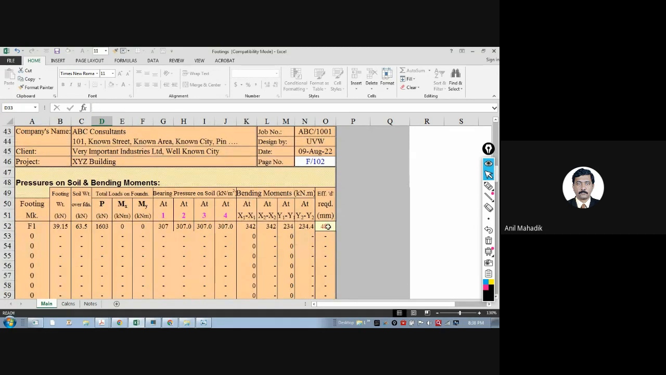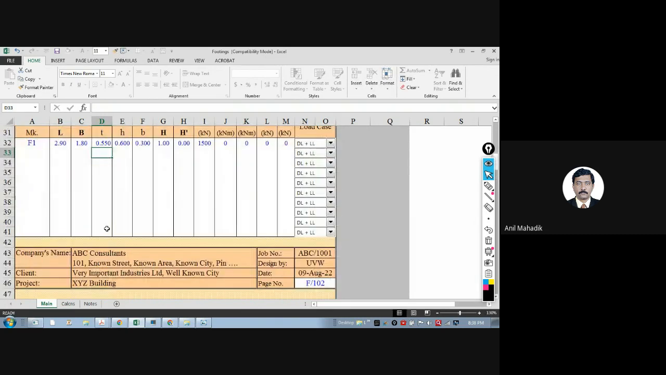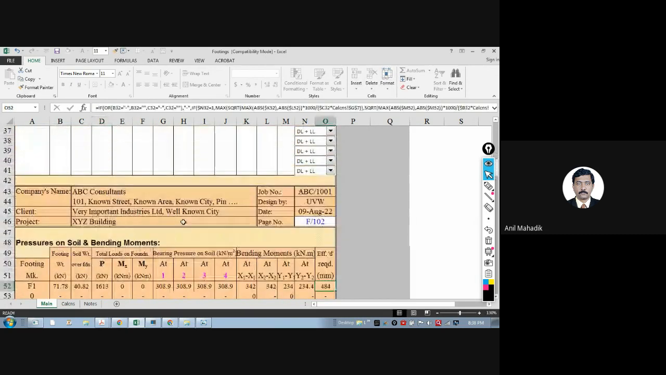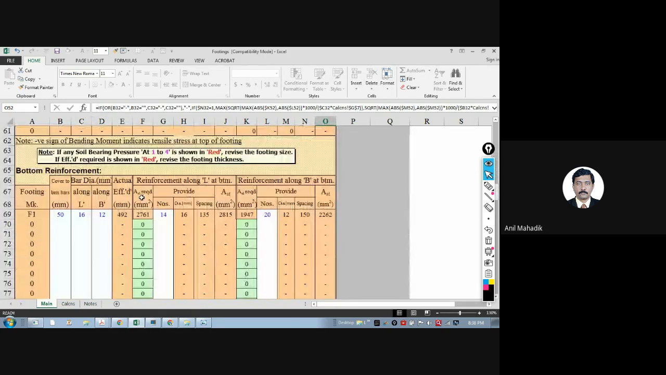if this small d required is showing the red color, that means d is not sufficient. So what you need to increase? Thickness, t. Yes sir, you need to increase this. Let's say 0.55. Is it okay? Okay, 0.55 is okay. 550 mm thickness. Now go down, so all is okay.